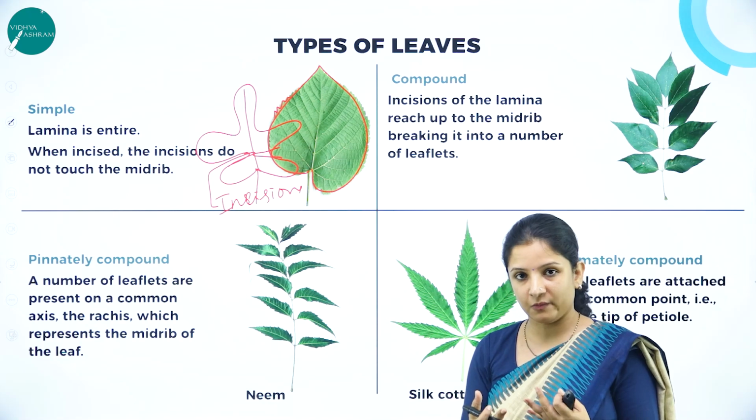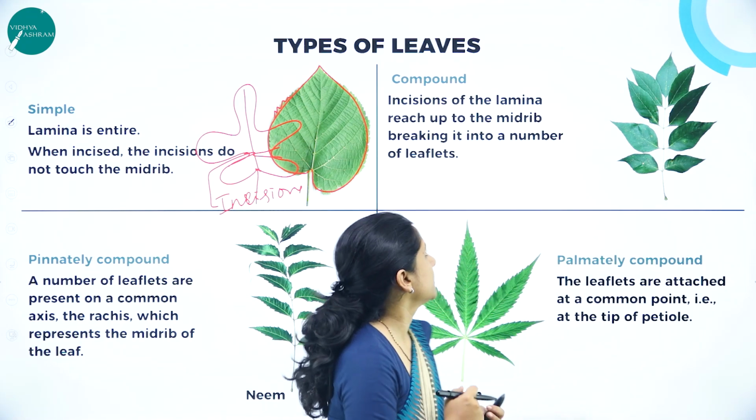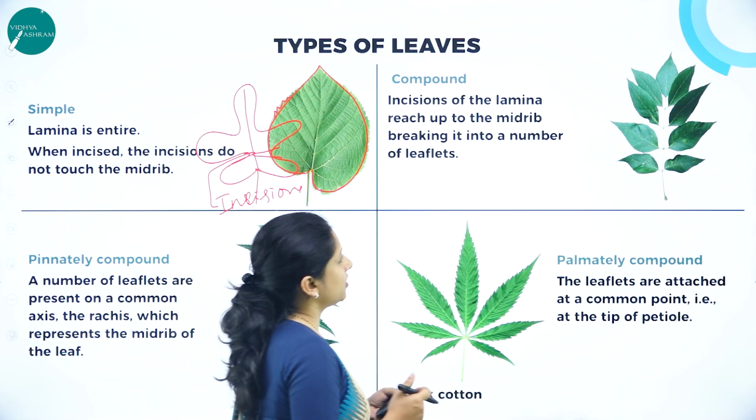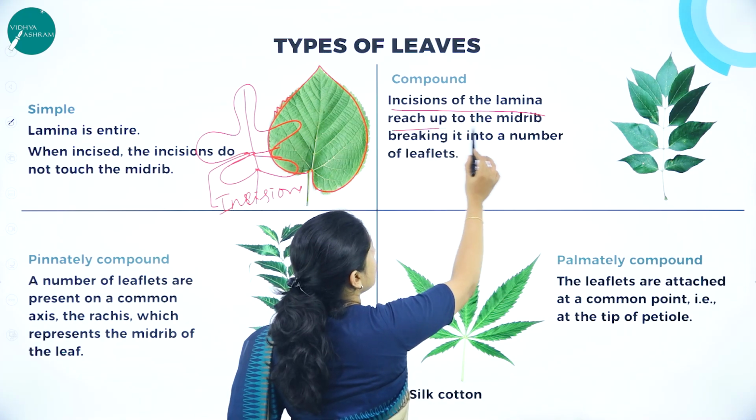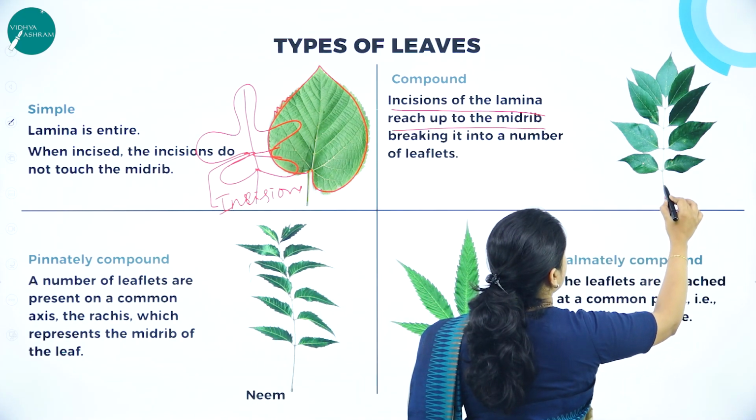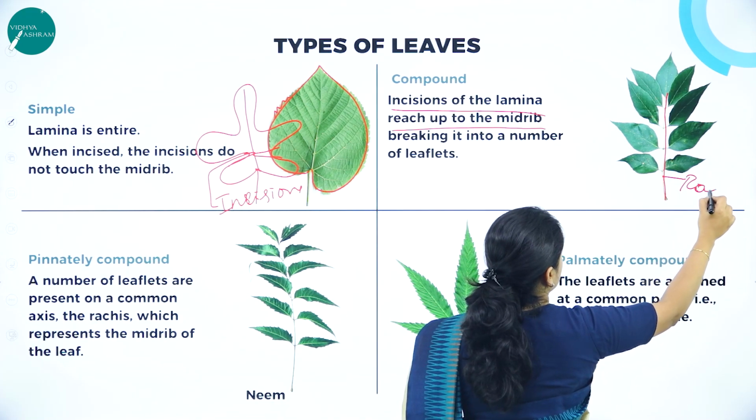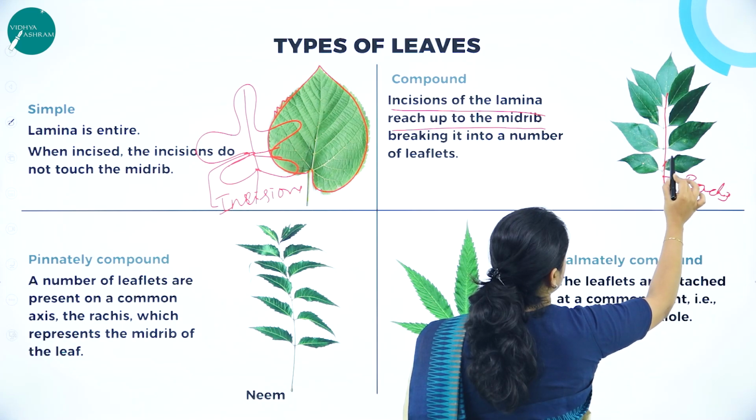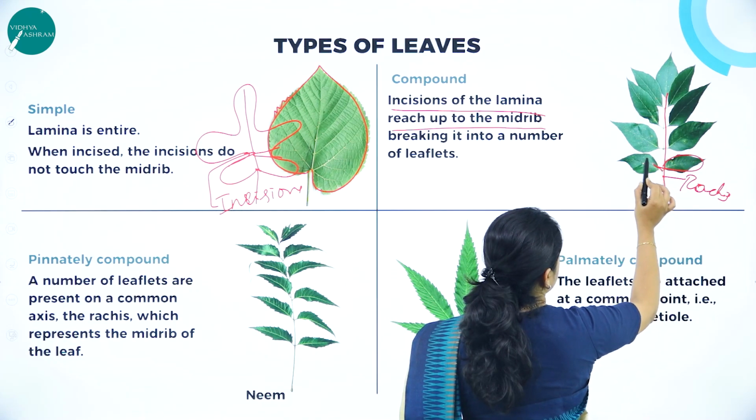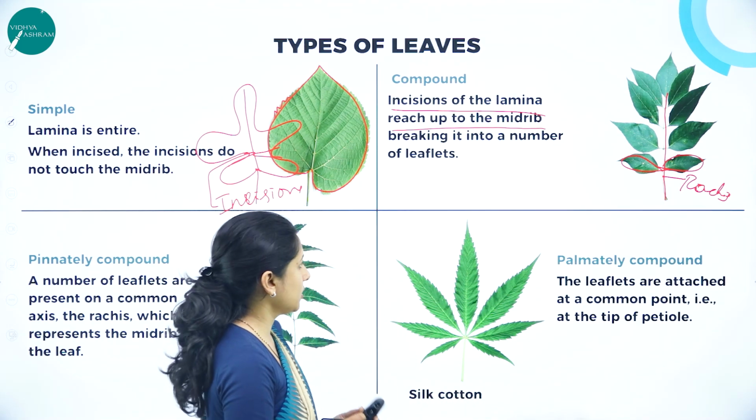If they don't touch the midrib, it is also an entire leaf or a simple leaf. Next, talking about compound leaf. Here in compound leaves, we can see the incisions of the lamina reach up to the midrib. So we have the entire midrib here, which is called the rachis, and here all the leaflets touch the midrib. That kind of arrangement is called compound leaves.